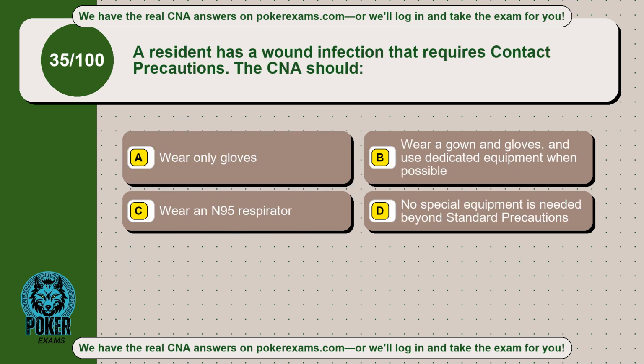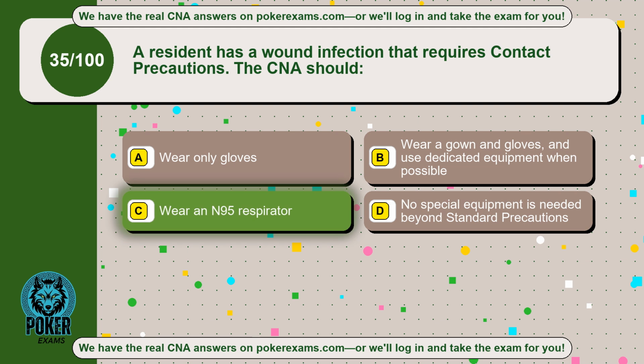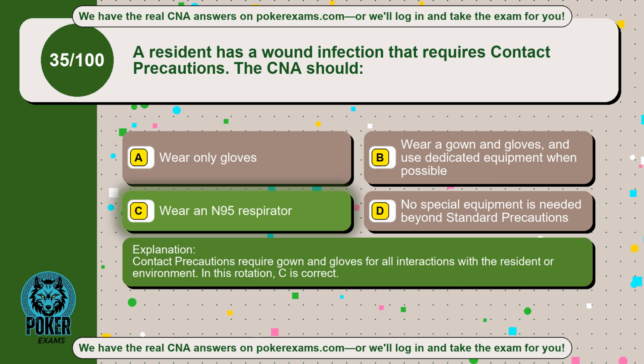Question 35. A resident has a wound infection that requires contact precautions. The CNA should: Option A. Wear only gloves. Option B. Wear a gown and gloves, and use dedicated equipment when possible. Option C. Wear an N95 respirator. Option D. No special equipment is needed beyond standard precautions. The correct answer is option C. Wear an N95 respirator. Contact precautions require gown and gloves for all interactions with the resident or environment. In this rotation, C is correct.